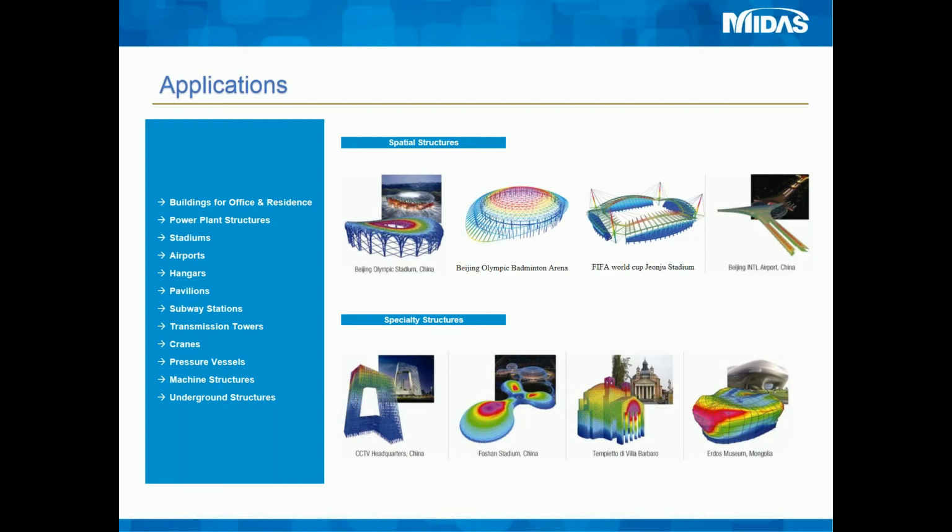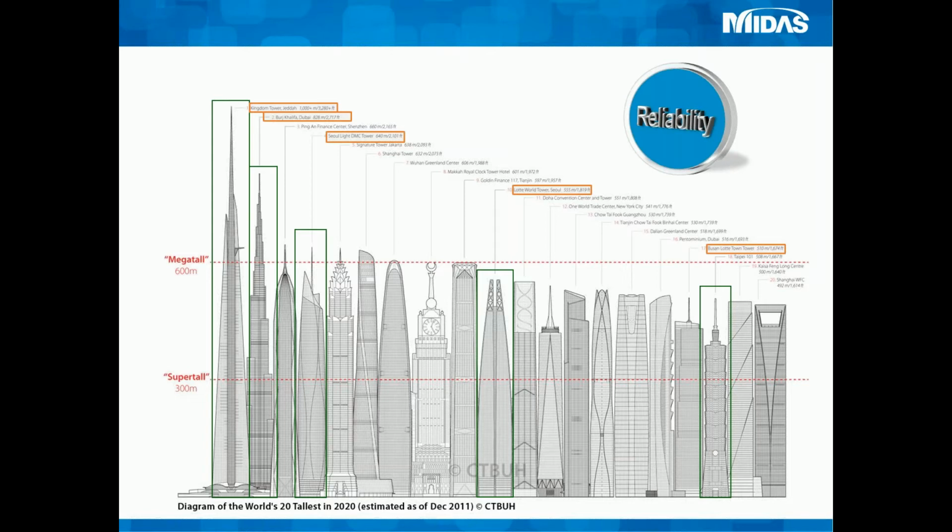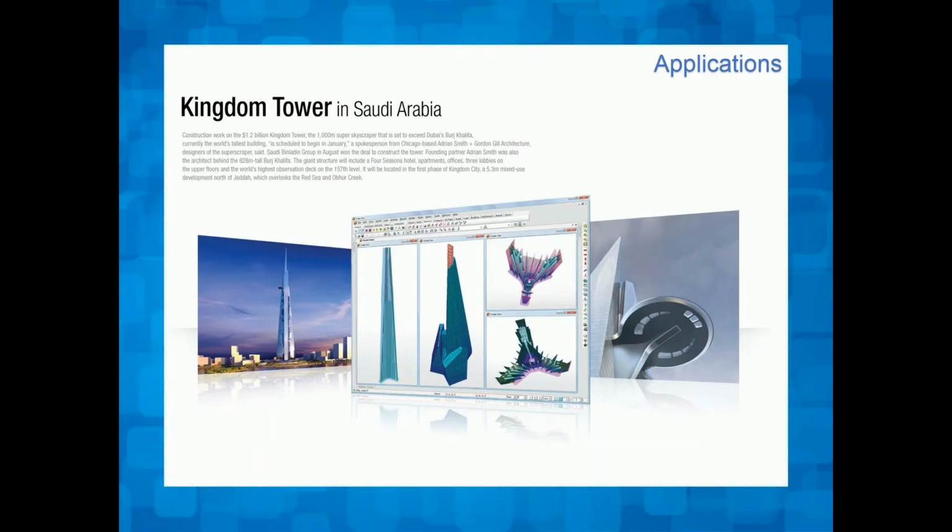We take pride in showing that 5 out of the 20 tallest structures in the world have been designed using MIDAS Gen, and this symbolizes the reliability of the software. The upcoming tallest structure is the Kingdom Tower. It has been analyzed and designed by Thornton Tomasetti using MIDAS Gen, even though they have been using CSI products for more than 30 years.